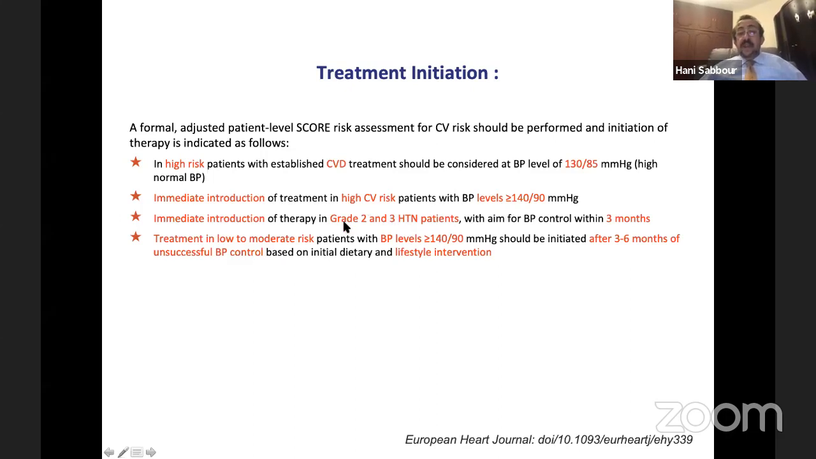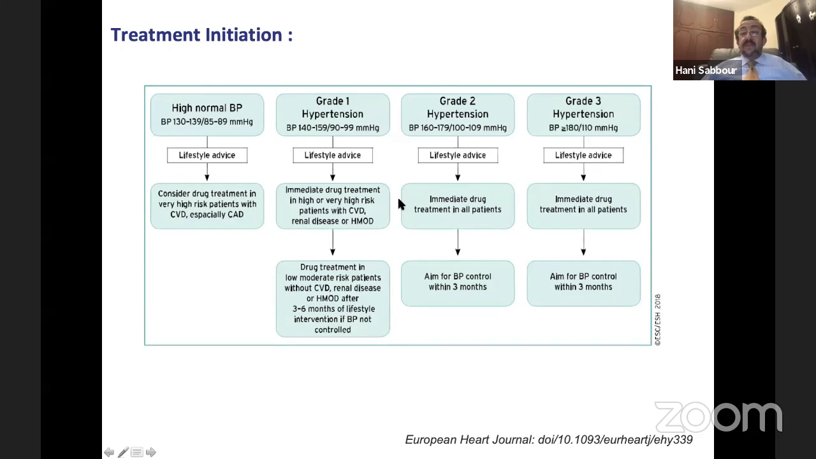Immediate introduction of hypertensive therapy in grade 2 and 3 hypertensive patients because of the blood pressure, and low to moderate risk patients with lower levels of blood pressure after dietary and lifestyle interventions. This is really the overall summary. But I'm going to point out that most of the grade 1 hypertensive patients we see here are actually patients with either overt insulin resistance, diabetes, some degree of CKD, some degree of target organ damage, some degree of ECG abnormality, plus smoking, dyslipidemia, and family history.